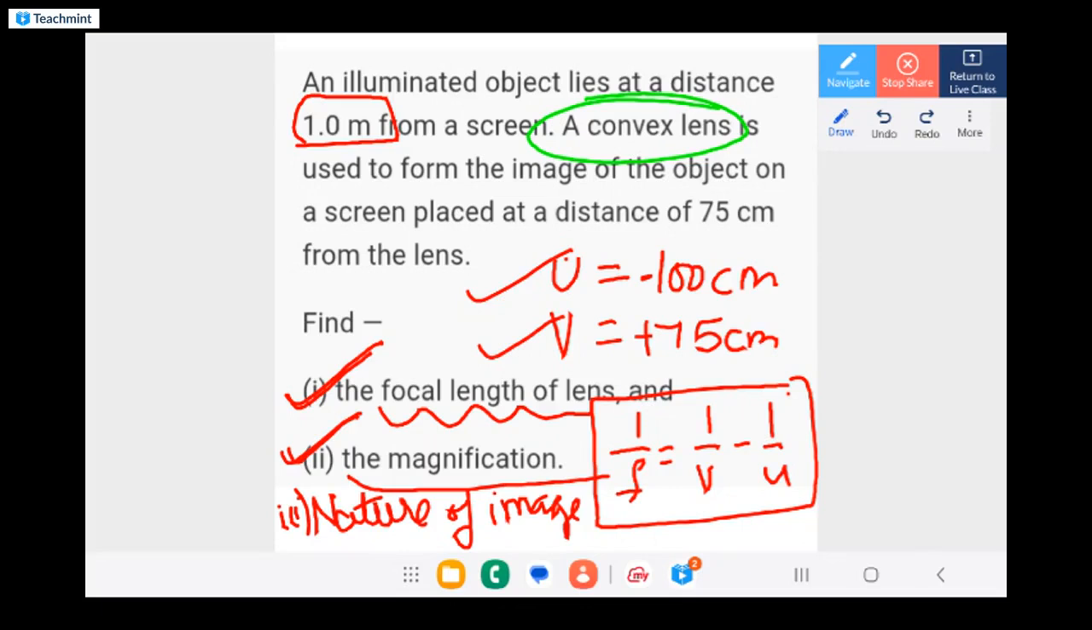Okay, I'll take the next question. A lens forms the image of an object placed at a distance of 15 centimeter from it, at a distance of 60 centimeter in front of it. You have to find the focal length, the magnification and the nature of the image. First of all, here the type of lens is not known to us, but yes, the values of u and v are given.